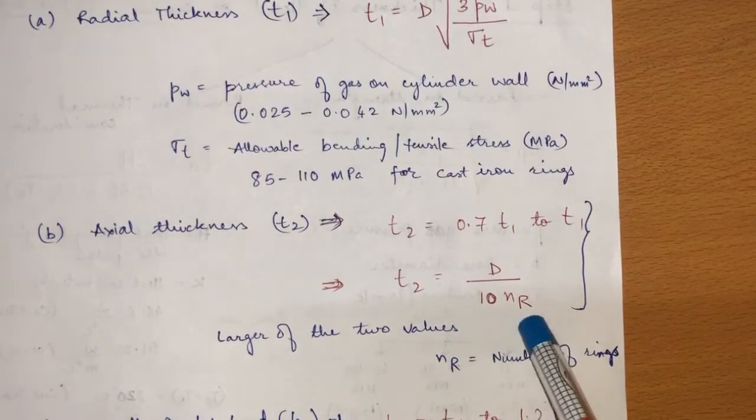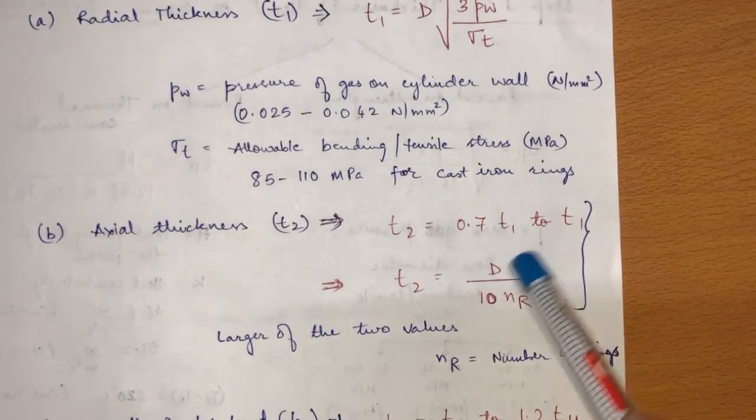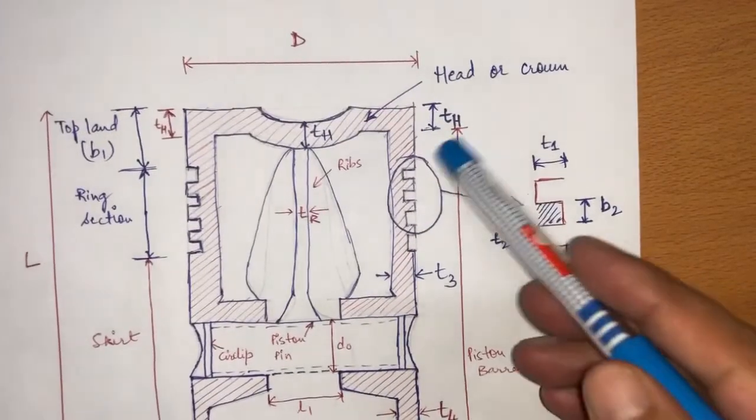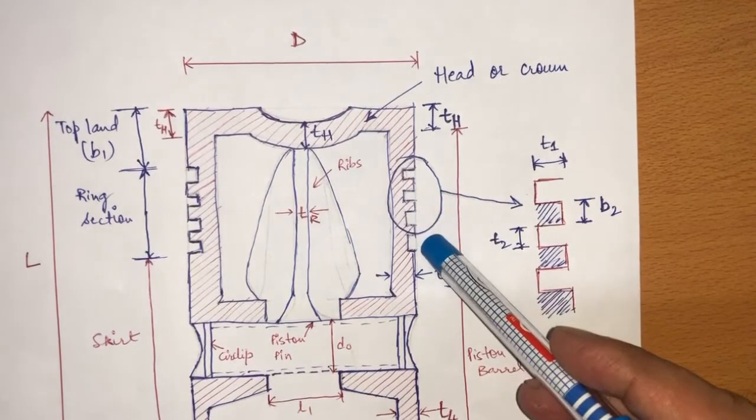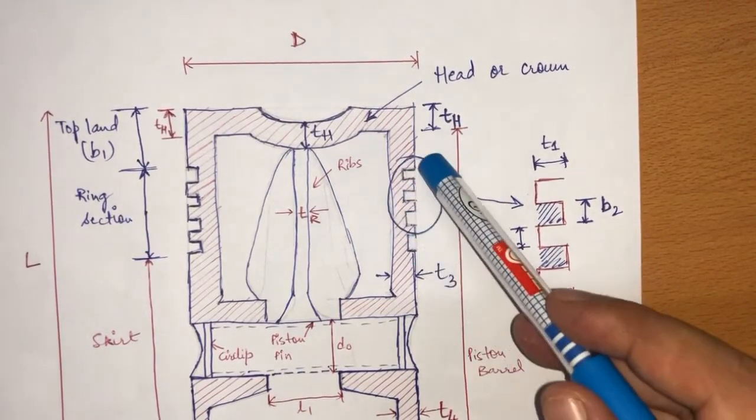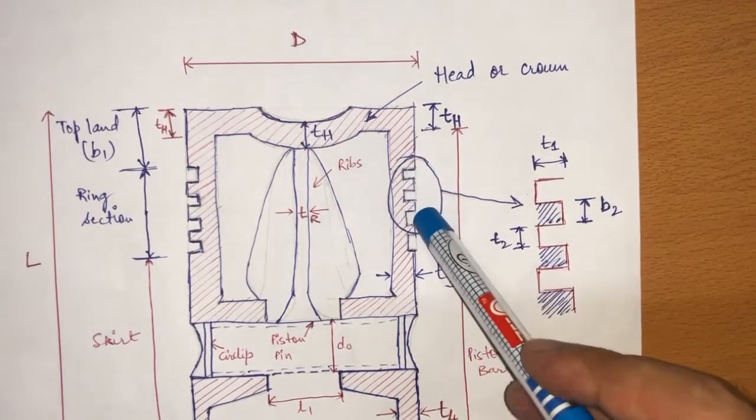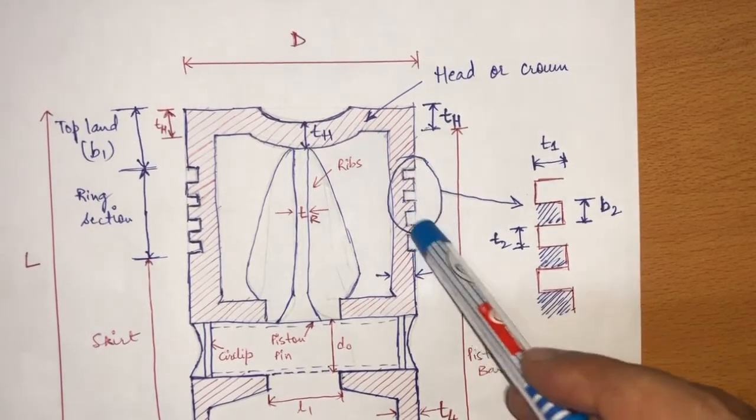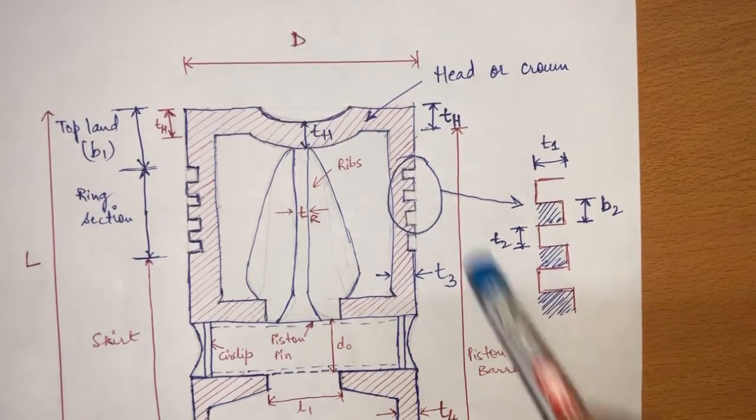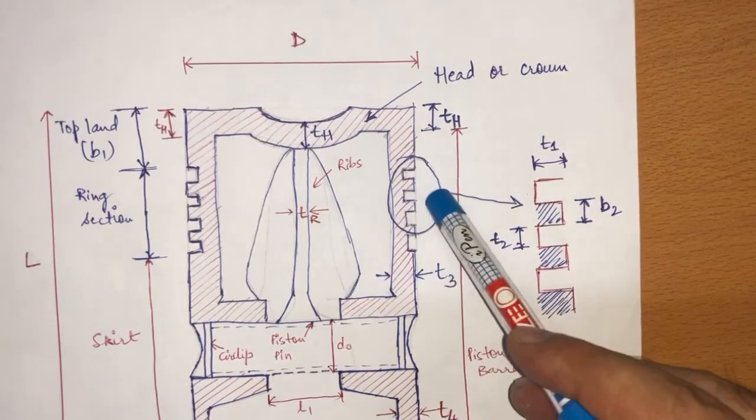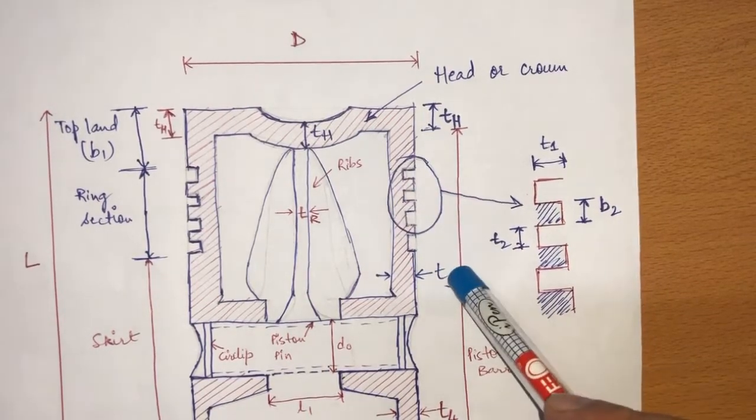In the empirical relationship, T2 is D divided by 10 times NR, where NR is nothing but the number of rings. From the diagram which we have discussed, it has slots, 1, 2, 3 and 4 slots, which means it can accommodate 1, 2, 3 and 4 number of rings. The top 3 can be the compression rings, and the last one can be the oil scraper ring. So in all, this type of piston will have a number of rings which is a combination of compression rings and oil scraper rings.